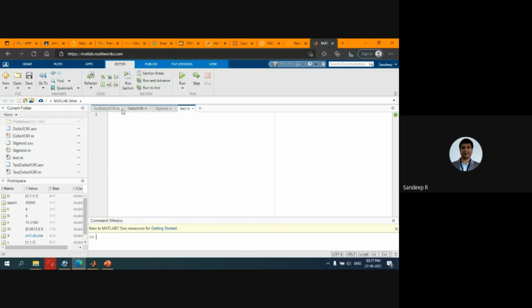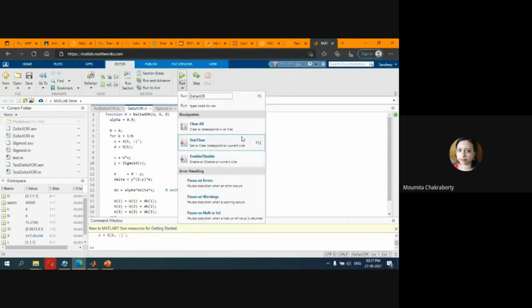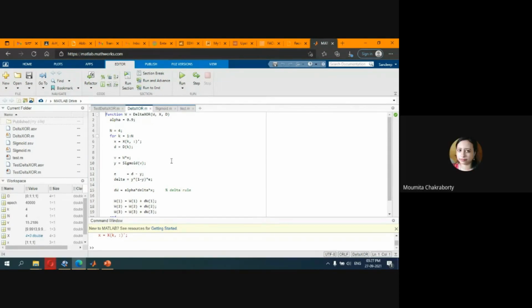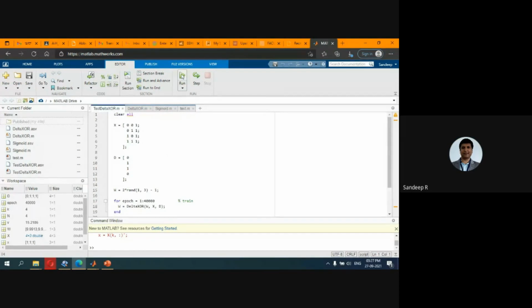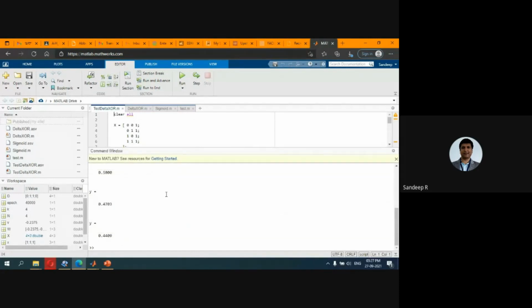So, remaining steps. I have the XOR problem. Let's try to run that XOR problem, whatever we just now showed. So if I run this, I'm so sorry, I should have run this. Yeah. So let's see this XOR problem now using that single layer neural network online.